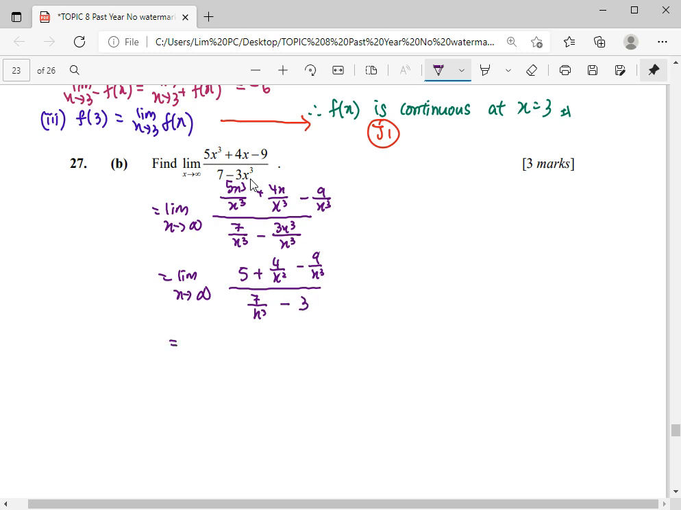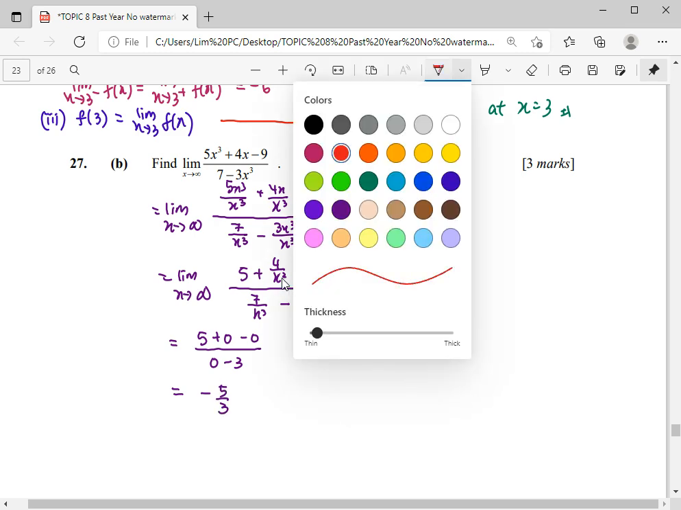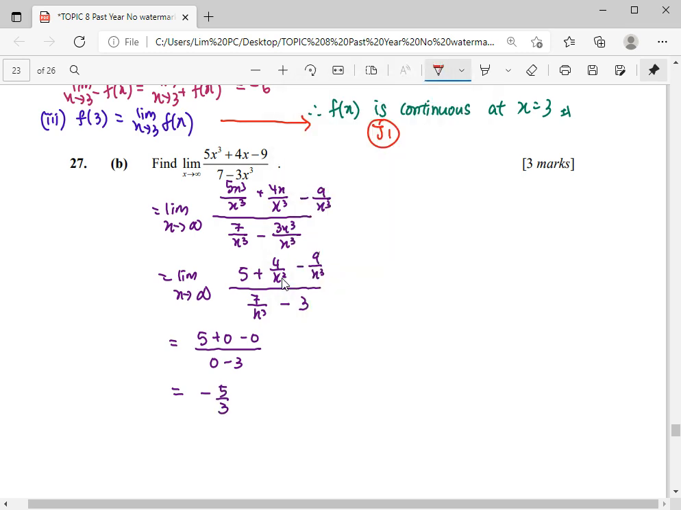And we attempt our limit at infinity. We substitute infinity here. It will definitely be 4 over infinity is 0, 9 over infinity is 0, 7 over infinity is 0. So our answer will give us negative 5 over 3. So this is our concept: simplify our indeterminate form, infinity over infinity, and then attempt our answer.